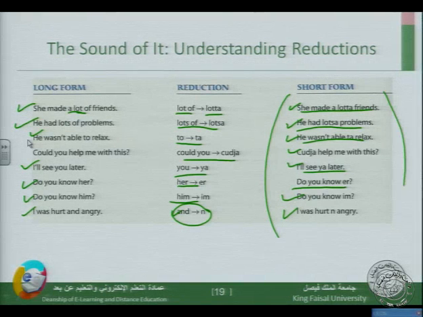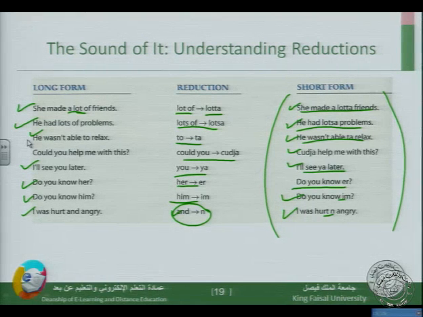So again, let us read it together right here. She made a lot of friends. She had lots of problems. He wasn't able to relax. Could you help me with this? I'll see you later. Do you know her? Do you know him? I was hurt and angry. Notice now that it is as if she merged each one of these with the one before it.